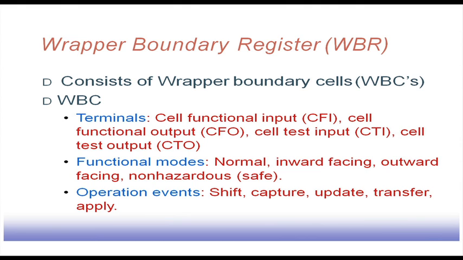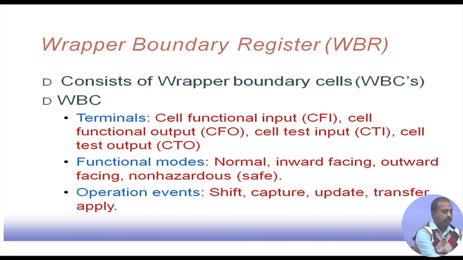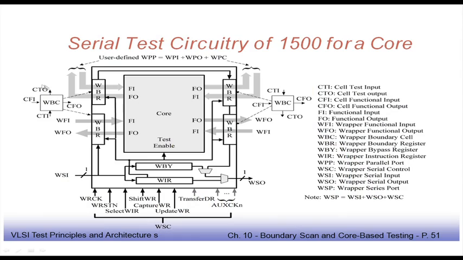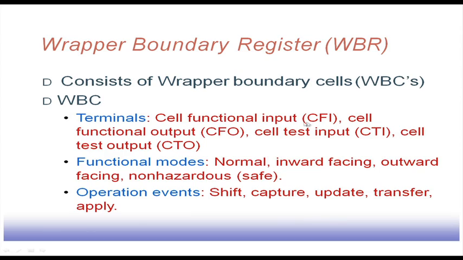Then this wrapper boundary register. If we look in more detail, it consists of wrapper boundary cells. Some structure we have seen earlier. This wrapper boundary cell has CTO, CFI, CTI and CFO. So, let us see what those are. CFI is the cell functional input, CFO is the cell functional output, and then cell test input and cell test output.